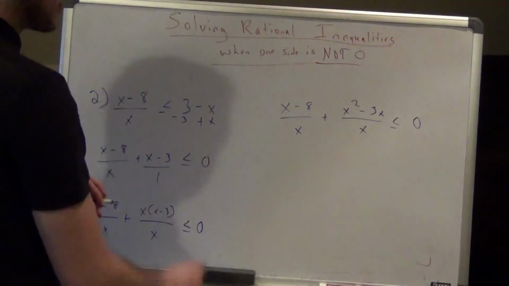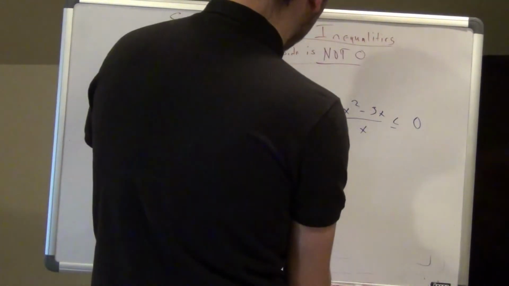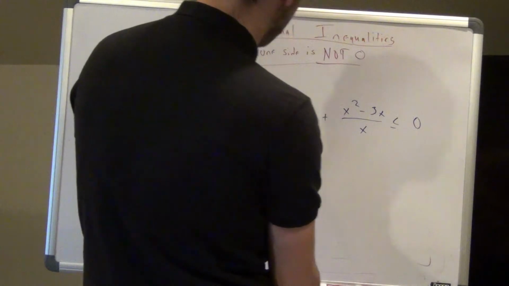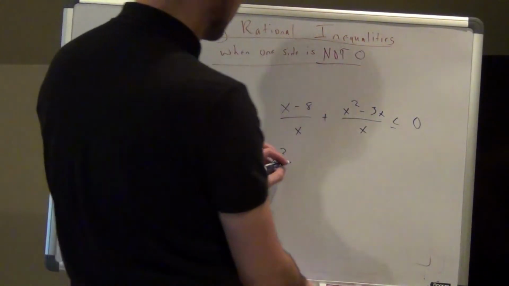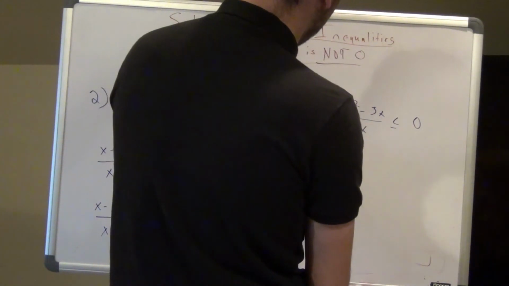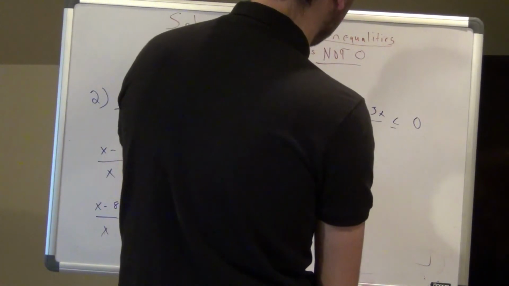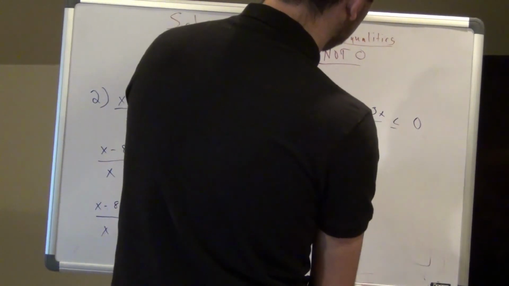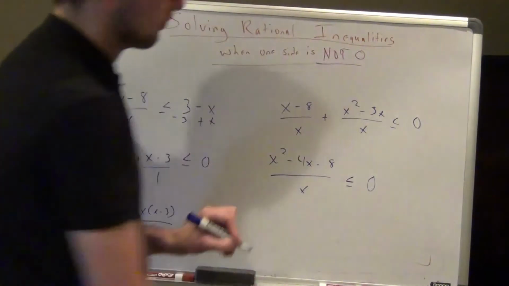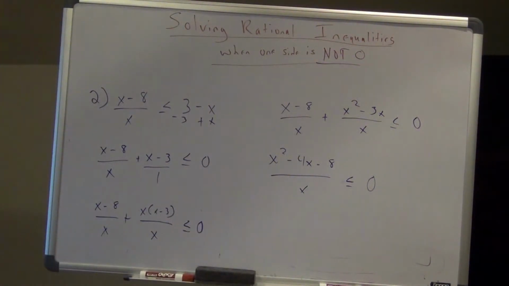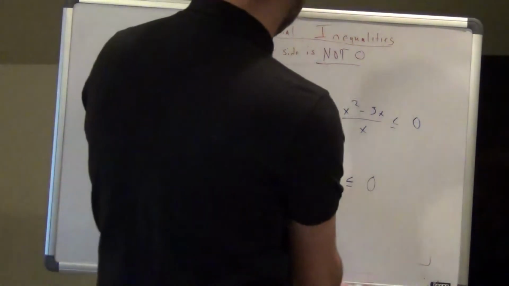Let's combine what we have. So that's going to be, put the x squared in front, 1x minus 3x is going to be negative 4x, minus 8 over x is less than or equal to 0. All right? So it's positive 1 minus 3, which is going to be negative 2.